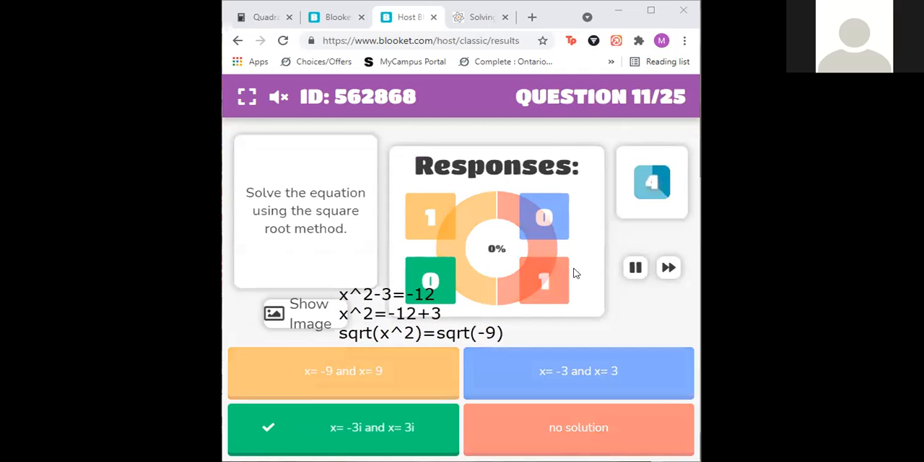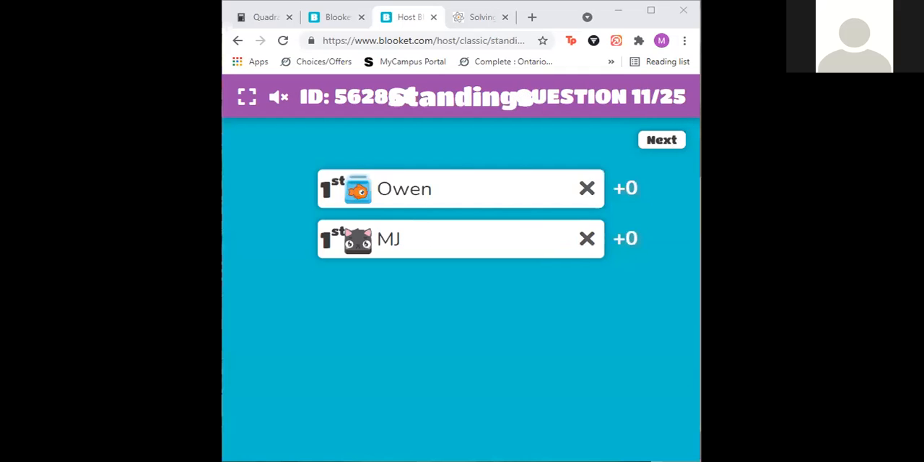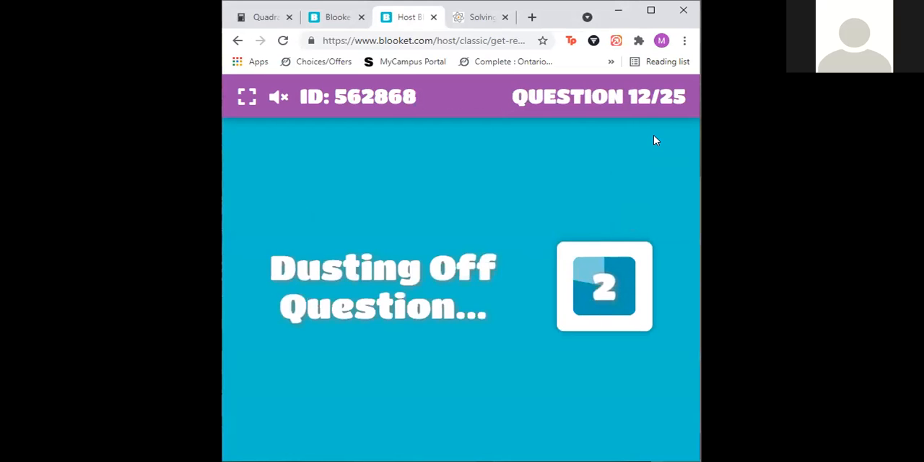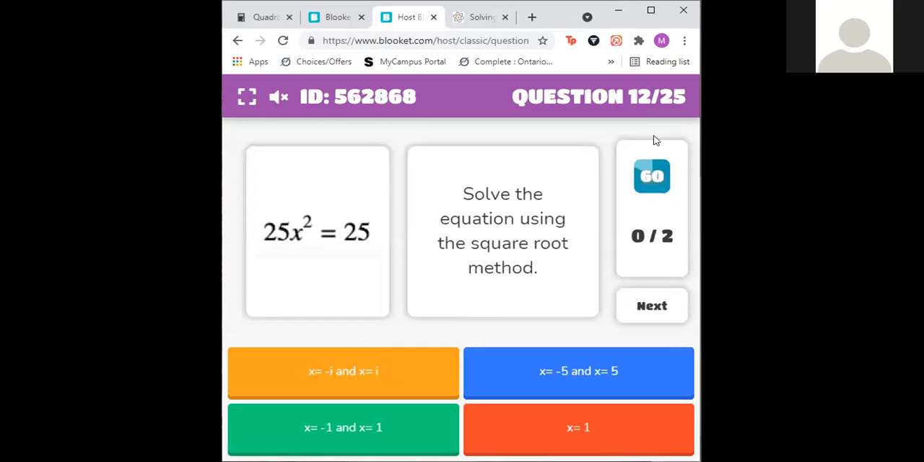Oh, wait. Oh, it would be no solution. What they did is correct, but it's still no solution. They got the right answer. I got the right answer too. Both would have been the same, just they screwed up a bit.